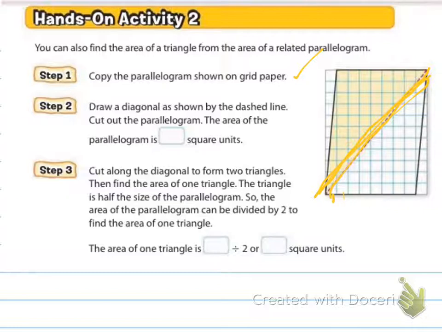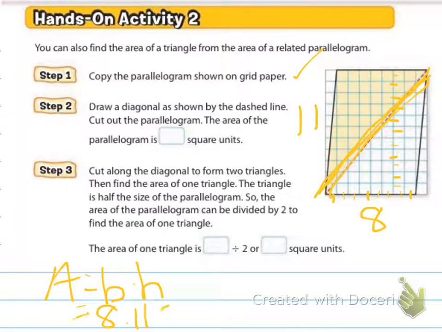So we've got 1, 2, 3, 4, 5, 6, 7, 8 is our base, and our height is 1, 2, 3, 4, 5, 6, 7, 8, 9, 10, 11. And so our area for a parallelogram, we already talked about, is base times height, and the base is 8 times the height, which is 11, and so the area is 88 square units. Okay, so let's go ahead and put 88 here.